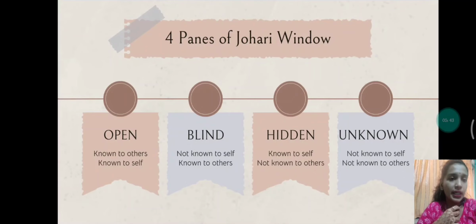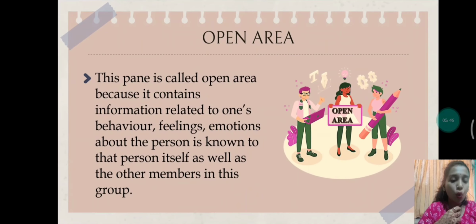Moving ahead, the first is the open pane, or the open area. This pane is the open area because it contains information related to one's behavior, feelings and emotions. It is known to the person as well as to the other members in the group. When you are involved in a group, you know how you feel, what your emotions and personality are, and it is known to the other people too.